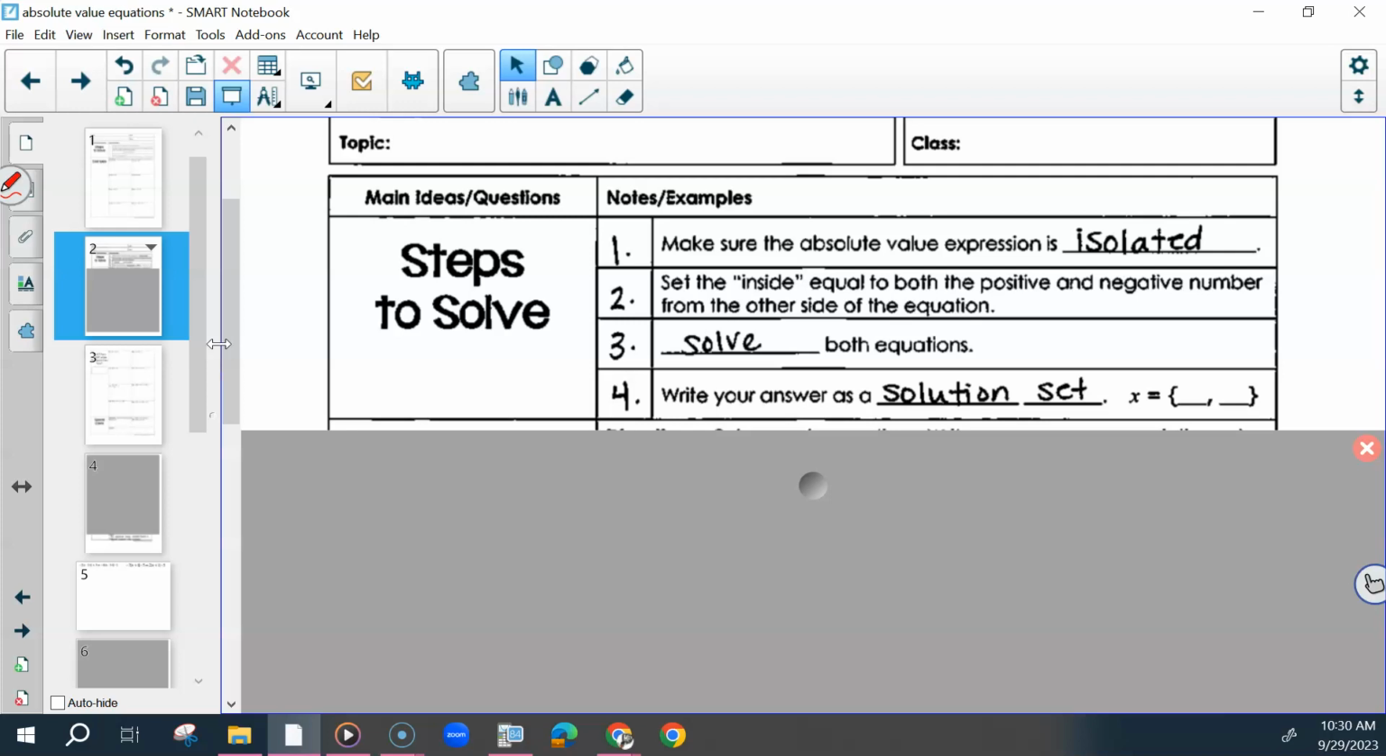Set the inside equal to both the positive and negative number from the other side of the equation. I'll show what that means here in a second. Solve both equations, and then the final answer, you're going to write it as a solution set. It's going to look like this. X equals, in curly brackets, least to greatest. We are going to go through the problems. They're going to start off easy and get gradually harder as we progress through them.